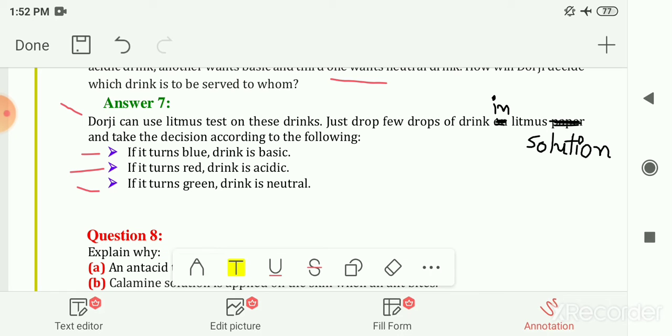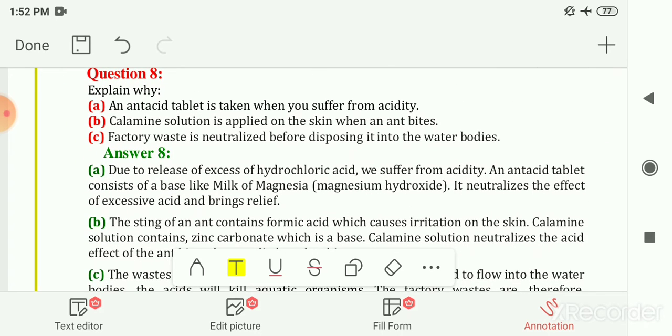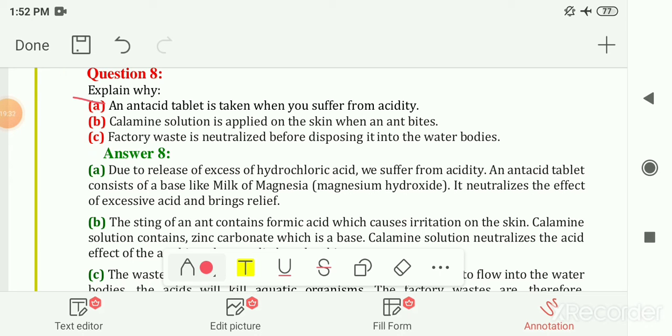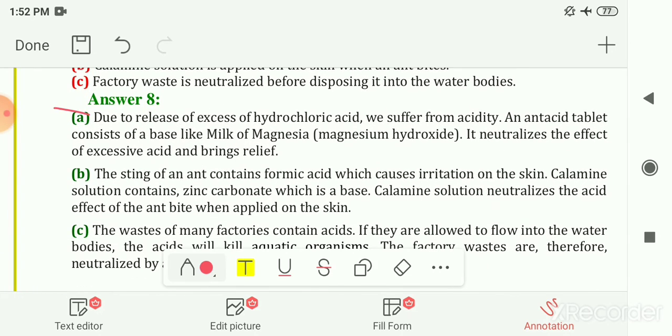Now, next, question number 8. Explain why. You have to give the reasons. The first one is: an antacid tablet is taken when you suffer from acidity. When we are suffering from acidity, we take antacid tablets. Why? Here the answer is given to you.